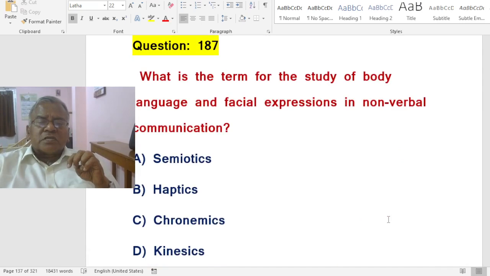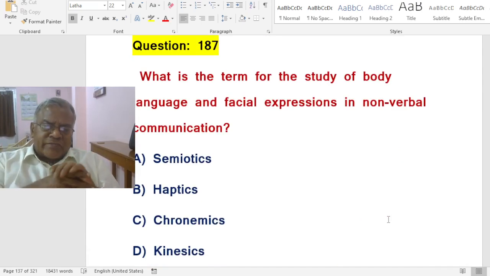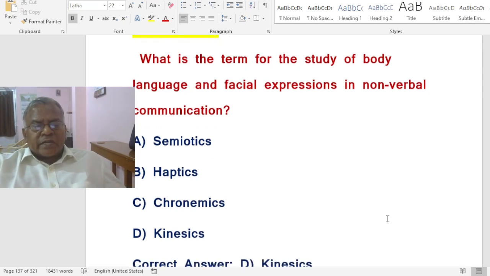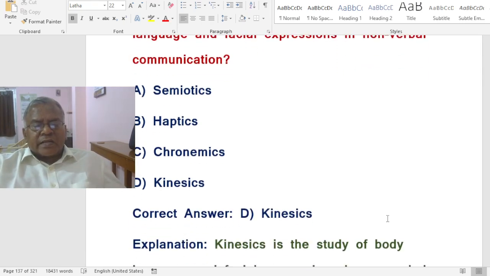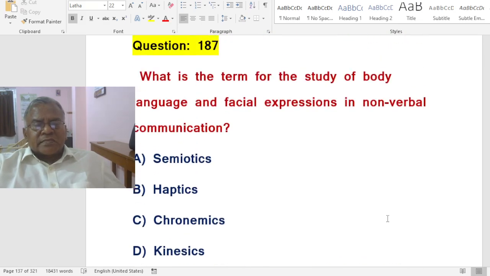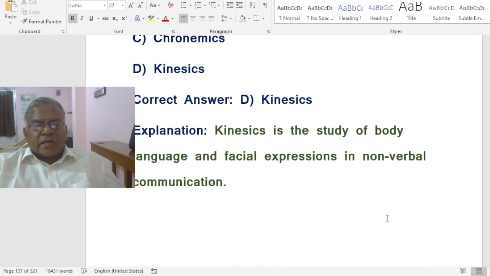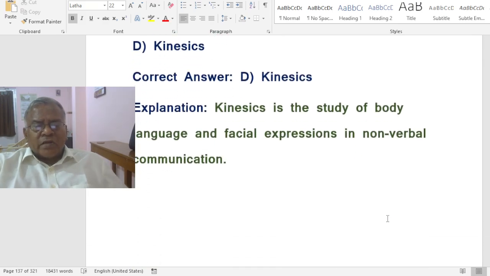What is the term for the study of body language and facial expressions in non-verbal communication? Semiotics, haptics, chronemics, kinesics. Kinesics is the study of body language and facial expression in non-verbal communication.